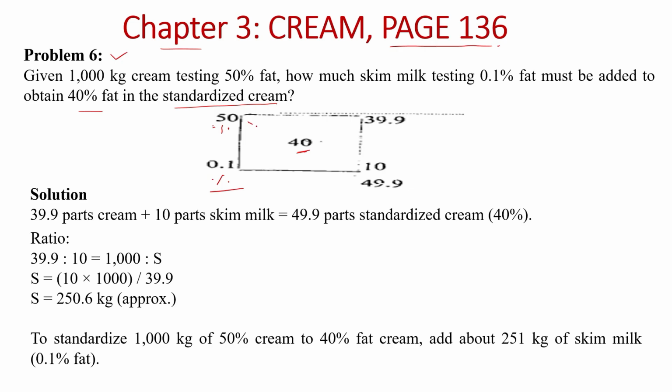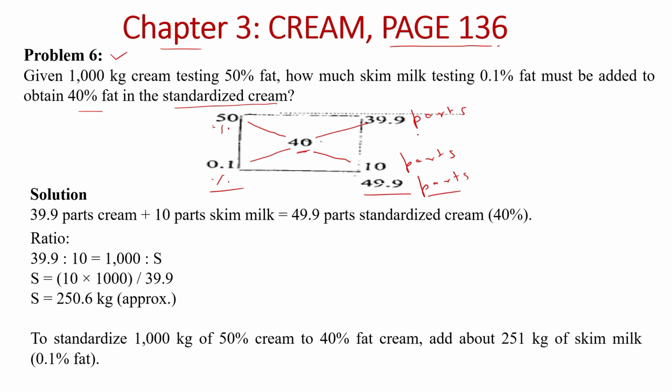And here if we subtract 40 from 50 we have 10. If we subtract 0.1 from 40 we have 39.9. So 39.9 parts of 50% fat cream are to be mixed with 10 parts of 0.1% skim milk to have a total of 49.9 parts of the standardized cream.